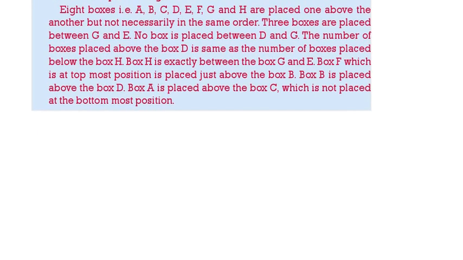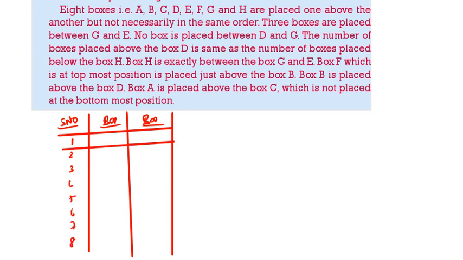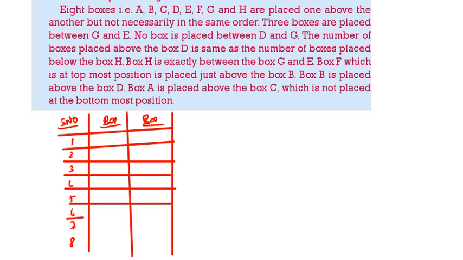Now all of you draw a 3-column table. Serial number, box and box. We will do this in 2 possibilities. Write down the numbers from 1 to 8. 1, 2, 3, 4, 5, 6, 7, 8. We are doing this one in 2 possibilities.